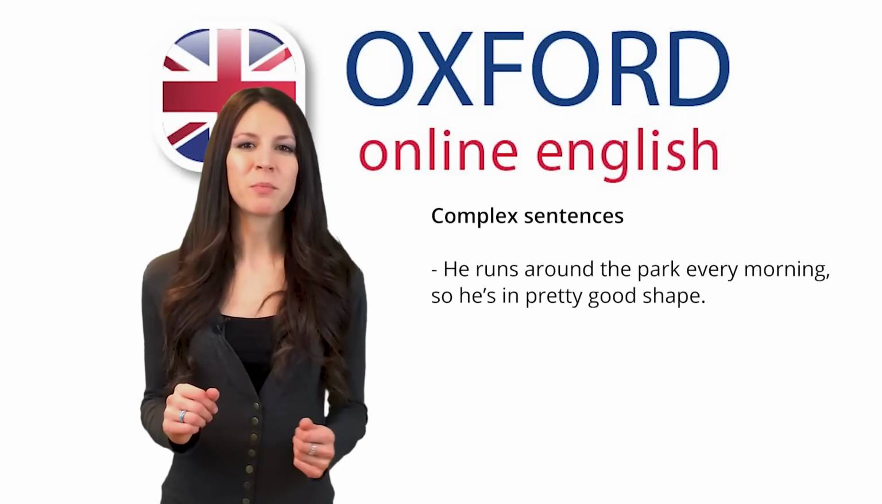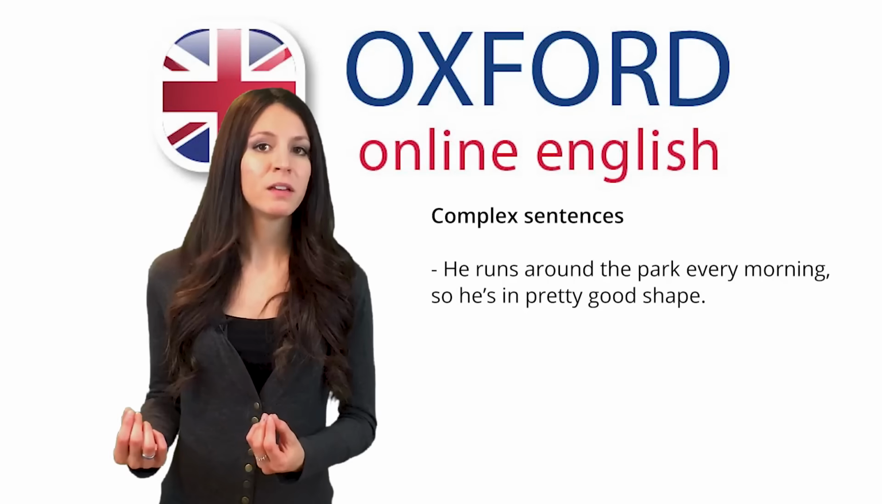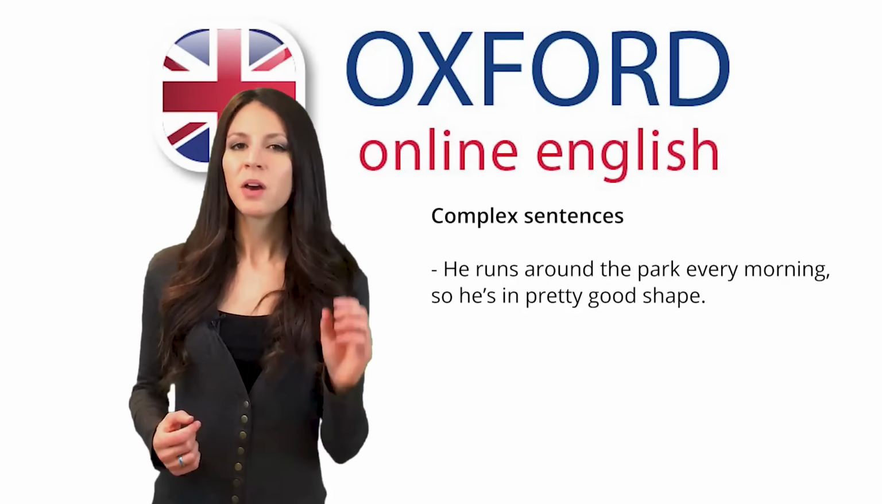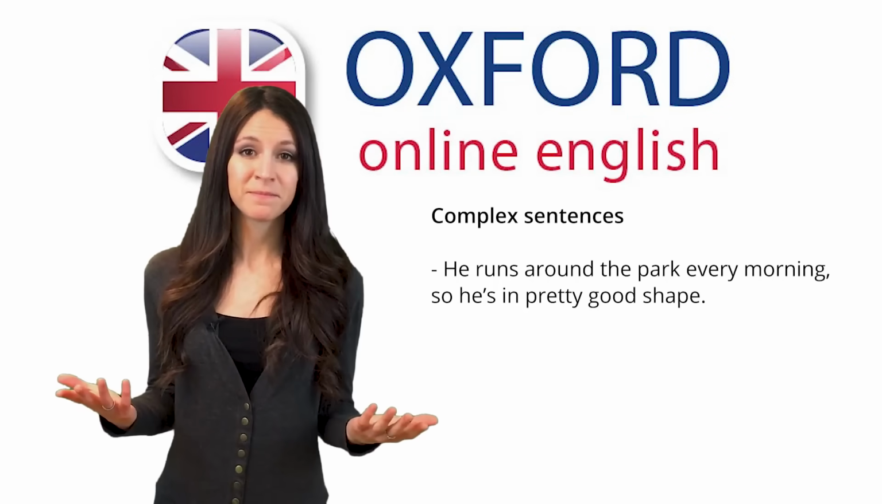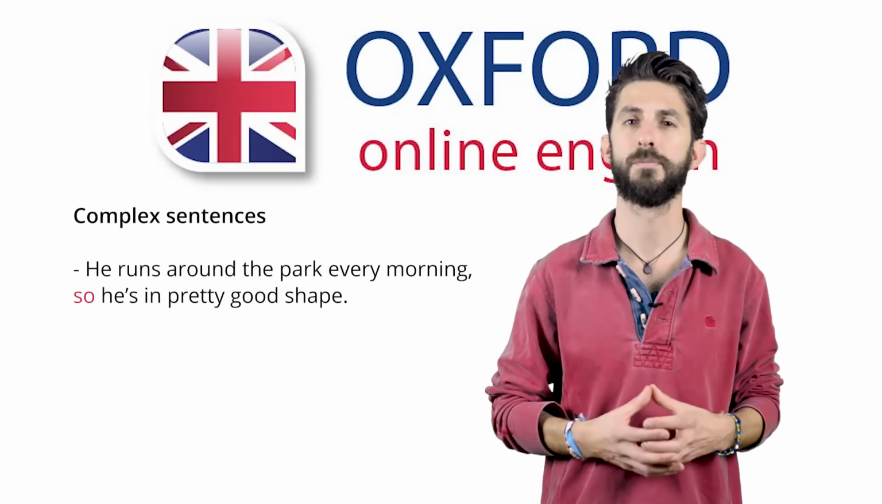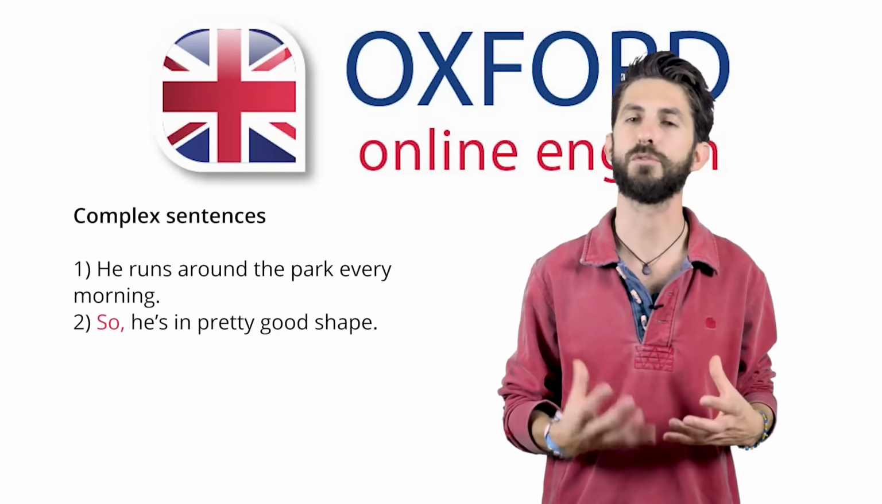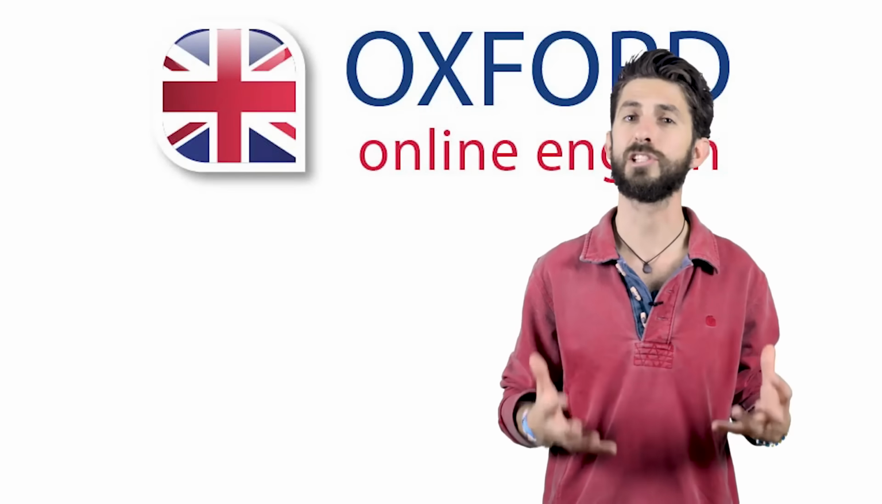Look at the first example. He runs around the park every morning, so he's in pretty good shape. Which word is the conjunction? The conjunction is so. You can split this sentence into two full, meaningful sentences. Let's look at one more.